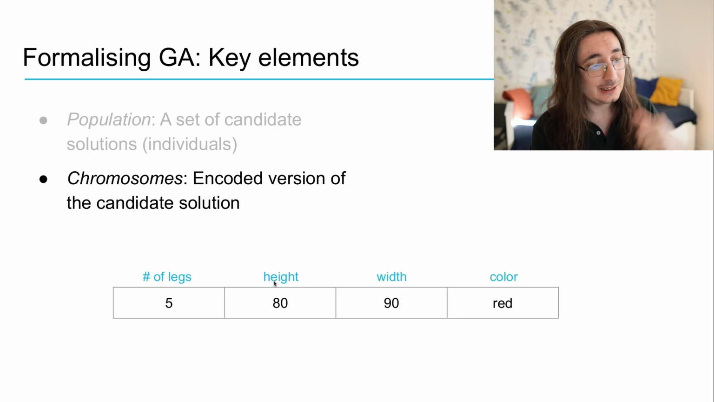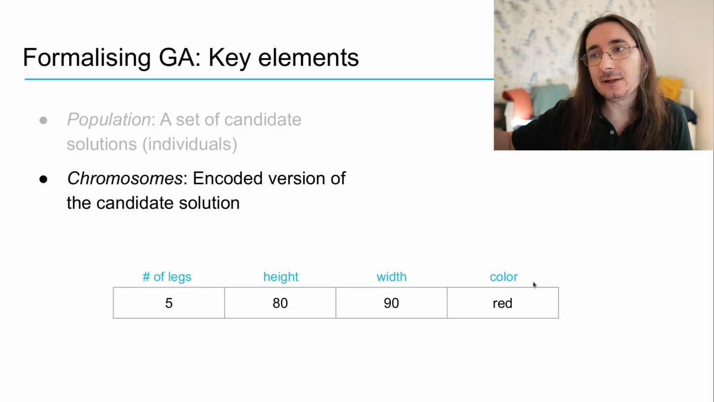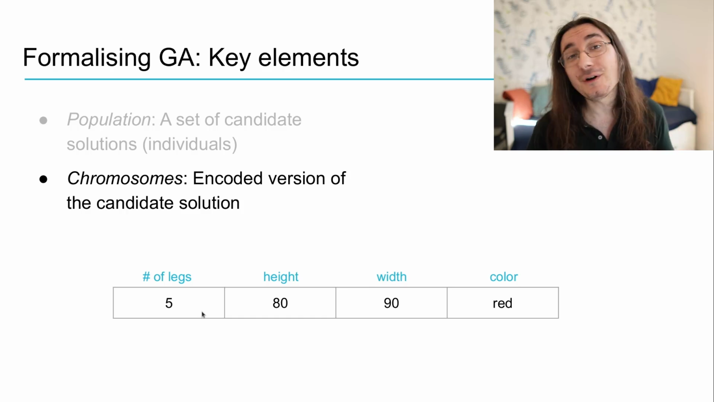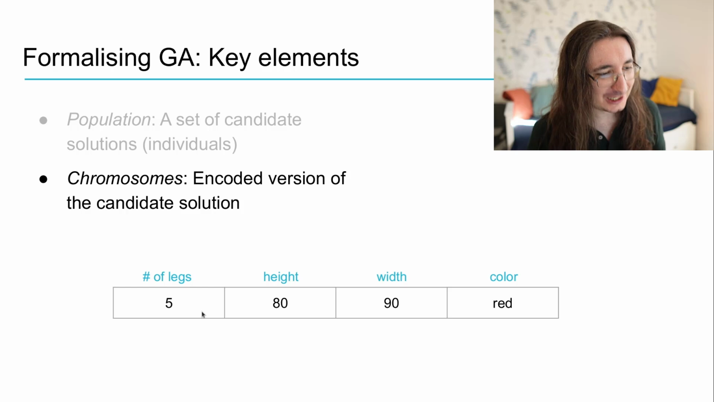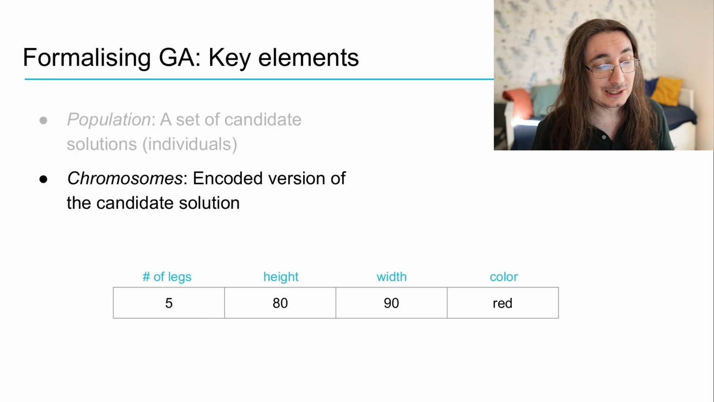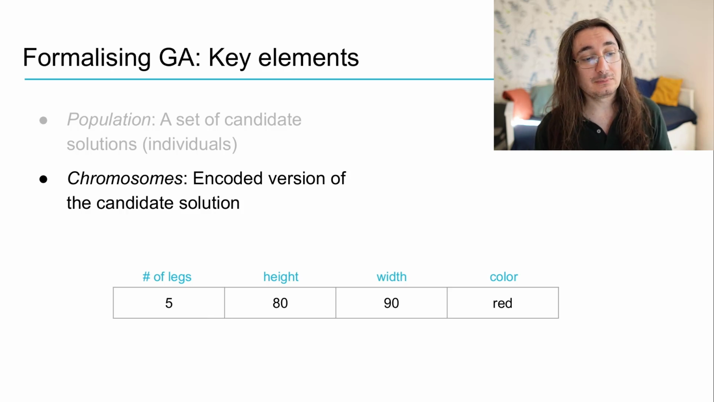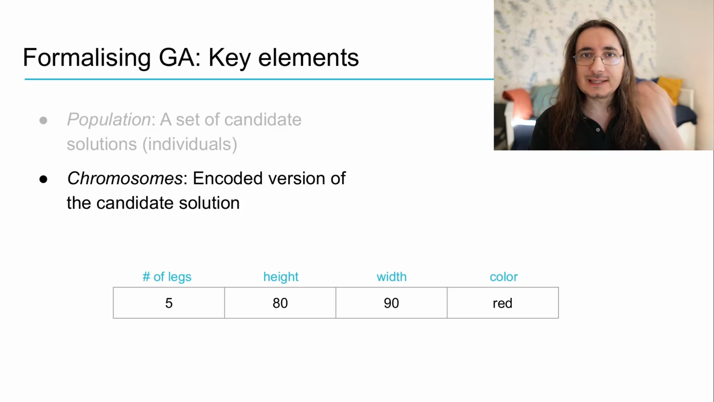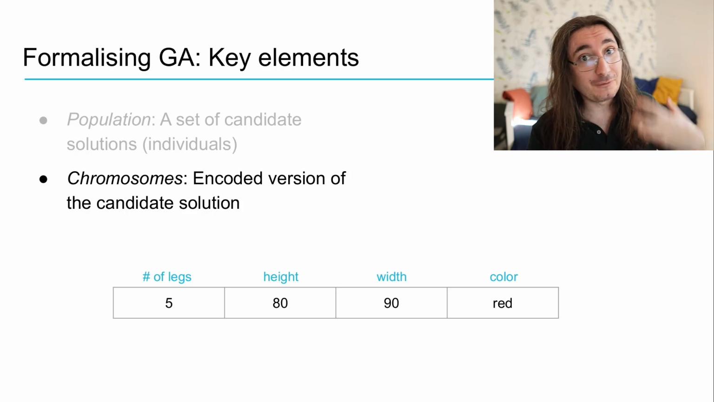We have the height in centimeters, for example, the width, the color, and potentially you can have 10 or 20 more of these singular individual genes. And here you have an example of a chromosome. So we have a table with 5 legs, quite unusual, but why not? Height is 80 centimeters, 90 centimeters is the width, and then the color is red. Okay, you get the idea. At the end of the day, we're basically dealing with a vector here with a lot of items that represent different things. So this is the so-called genetic information and how we encode a solution.